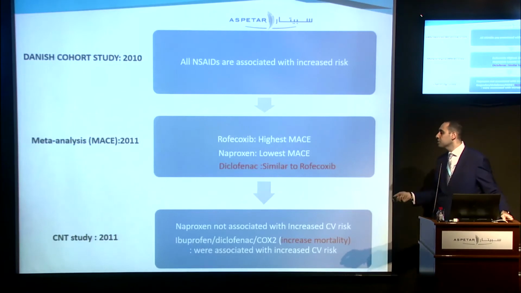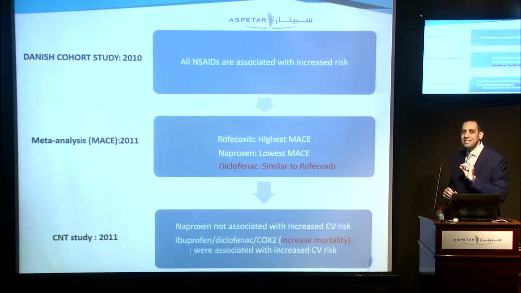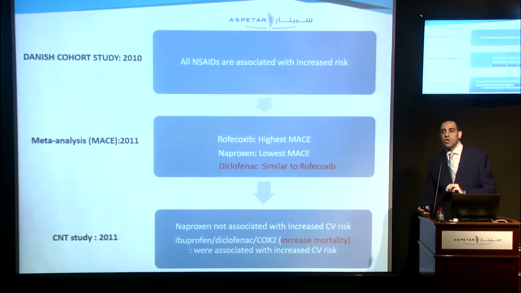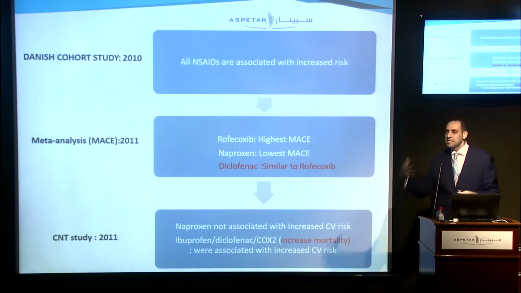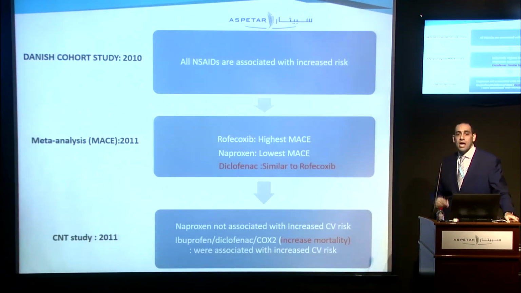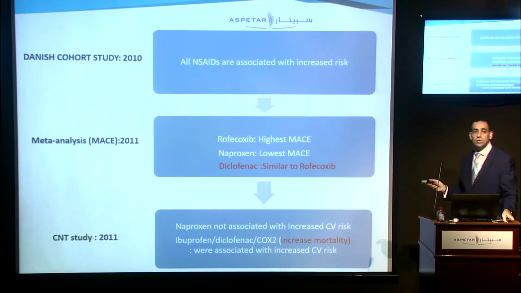Then another study came out, the CNT study, which was one of the most credible studies and the one that provided the most robust data regarding the cardiovascular safety profile of NSAIDs. It included 780 randomized clinical trials comparing NSAID versus NSAID and NSAIDs versus placebo, and it was done on patients who were chronically using NSAIDs at high doses. The patients were low risk at baseline, and they were using NSAIDs for a short period of less than 1 year. Naproxen was not associated with increased risk. These were the results. Ibuprofen, diclofenac, and all COX-2 inhibitors were associated with increased risk. And as I said before, these were used at high doses.